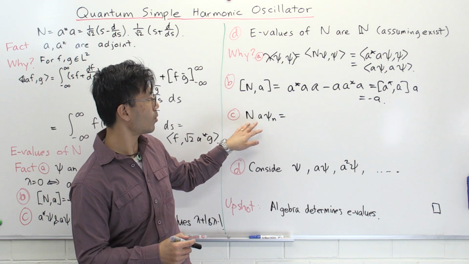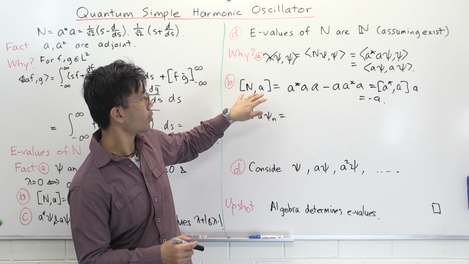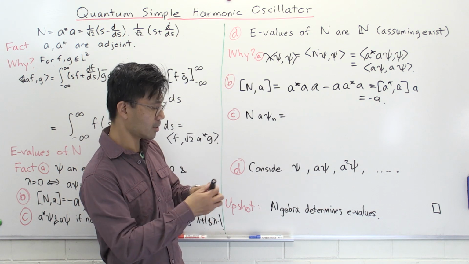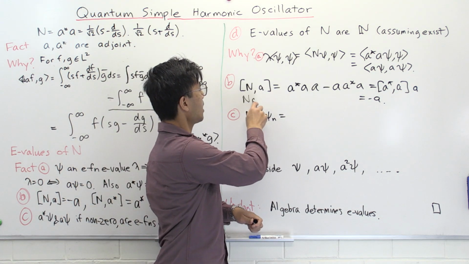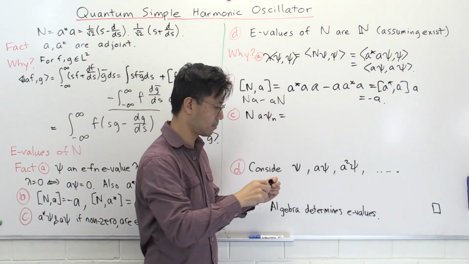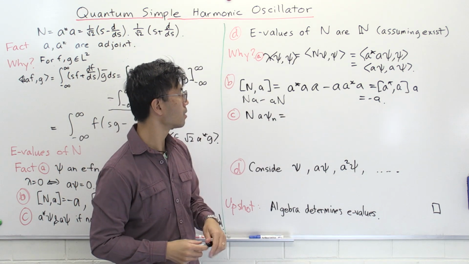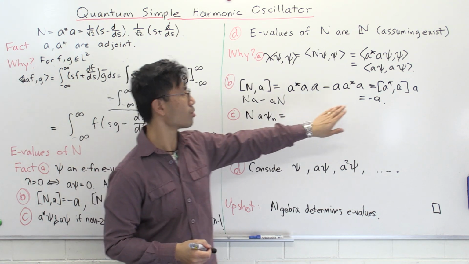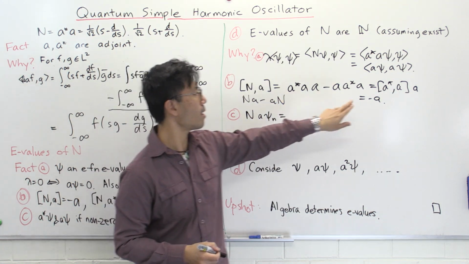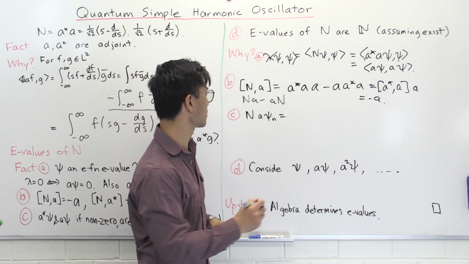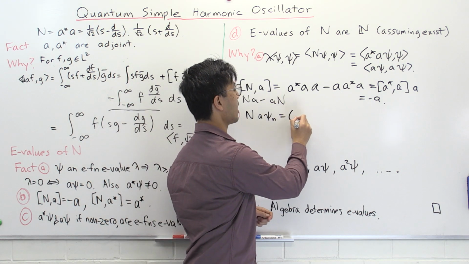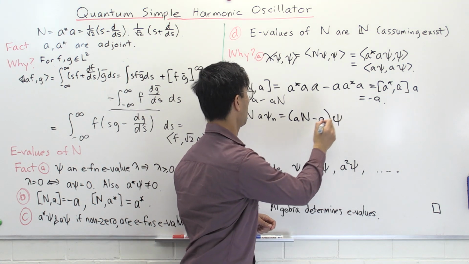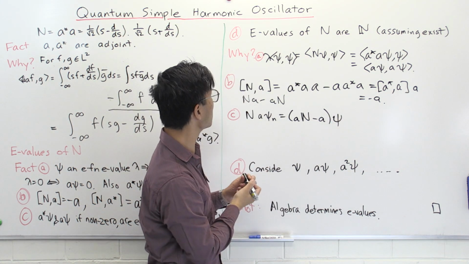Okay, so let's do that. So what's N times A? Well, the commutator of N and A, so this is N A minus A N. This is going to be equal to minus A, so this is A N minus A. So this is N A is equal to A N minus A, applied to psi.